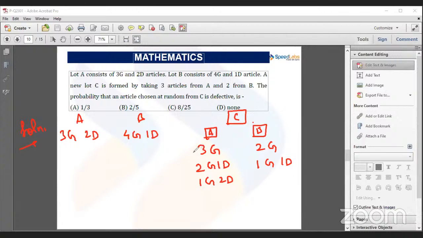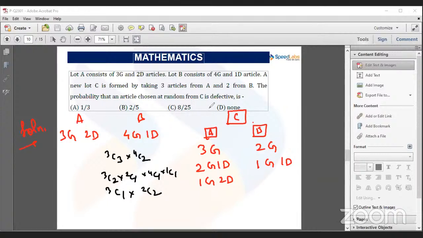So total ways of getting three good and two good, the first case will be 3C3 into 4C2, upon 3C2 into 2C1 into 4C1 into 1C1 for one defective from here. The last one would be one good from A, so 3C1 into 2C2. Total ways of getting the content.